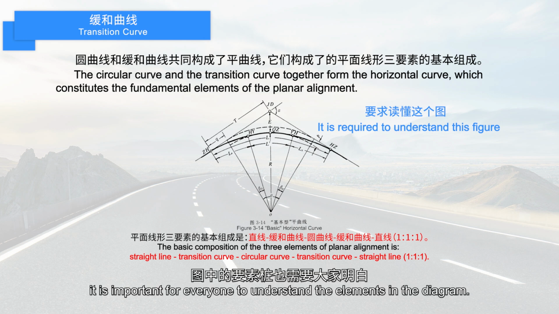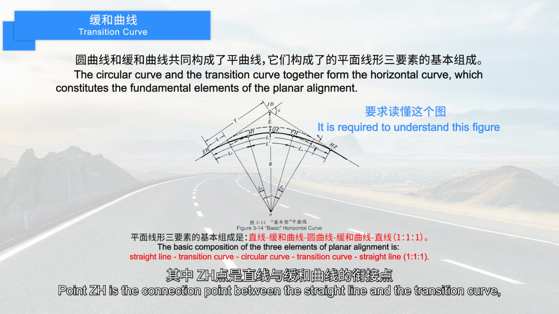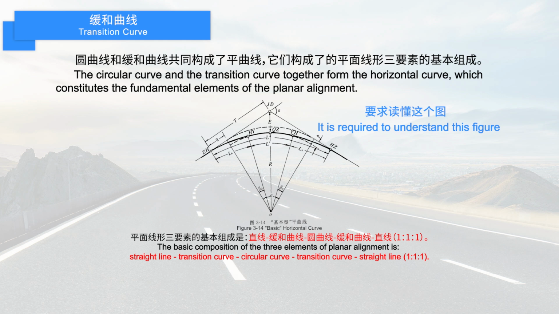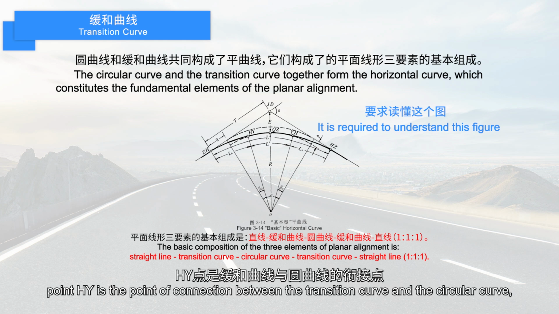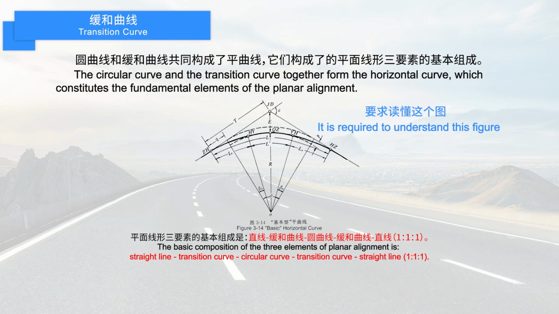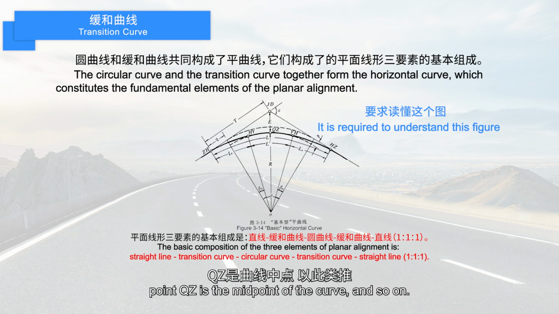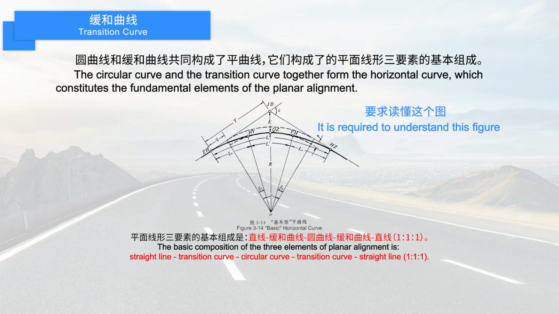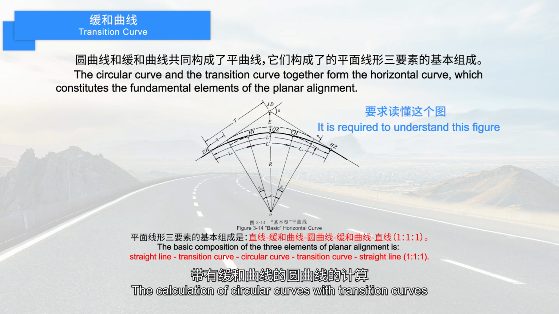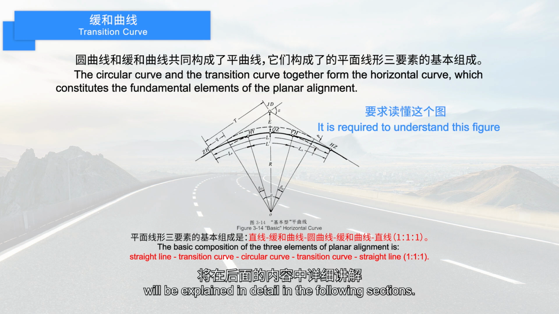In addition, it is important for everyone to understand the elements in the diagram. Point ZH is the connection point between the straight line and the transition curve. Point HY is the point of connection between the transition curve and the circular curve. Point QZ is the midpoint of the curve, and so on. The calculation of circular curves with transition curves will be explained in detail in the following sections.